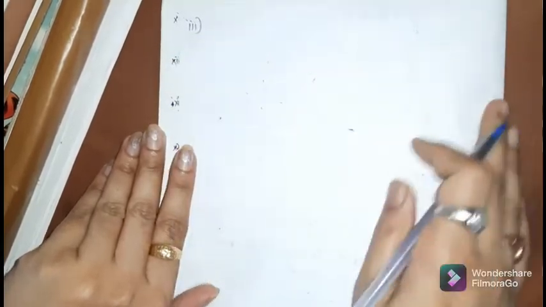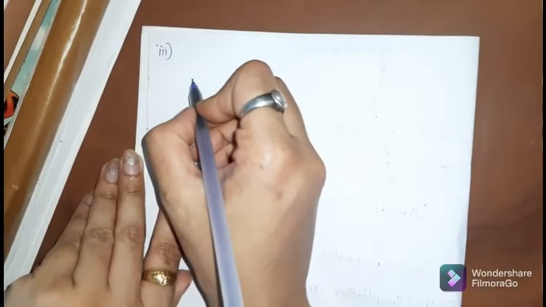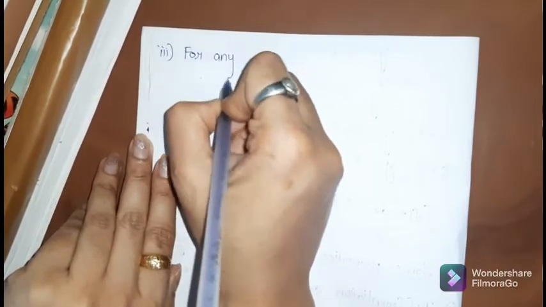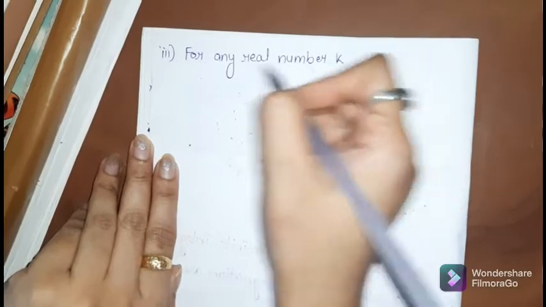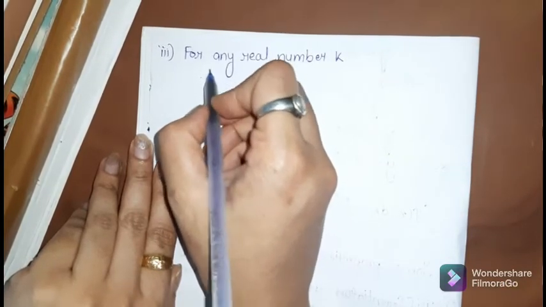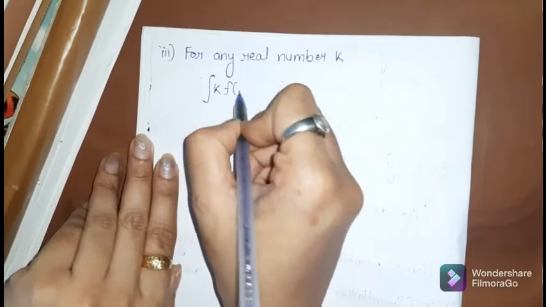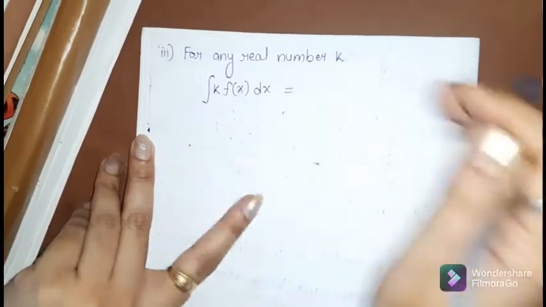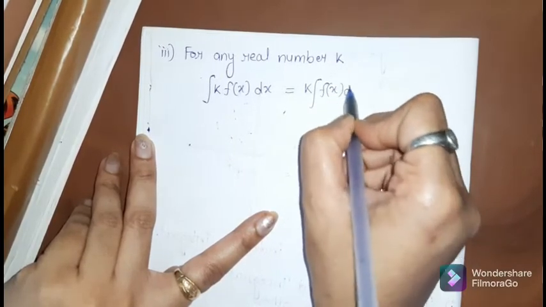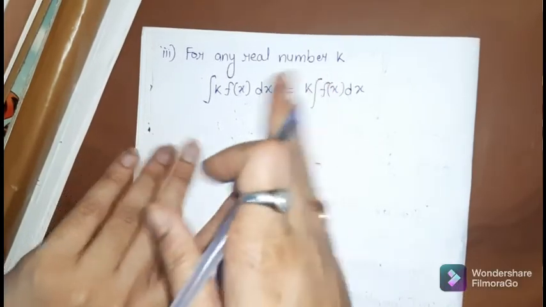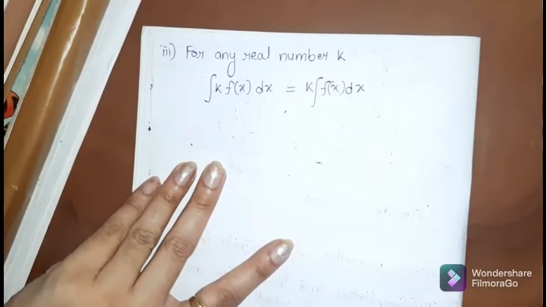The third property: for any real number k, integration of k f of x dx is equal to k times integration of f of x dx. It means if k is any real number, a constant, you can take it outside the integration sign.